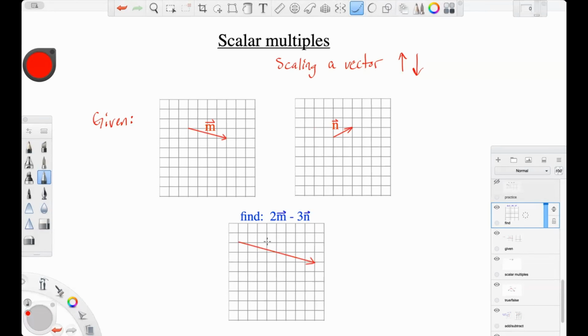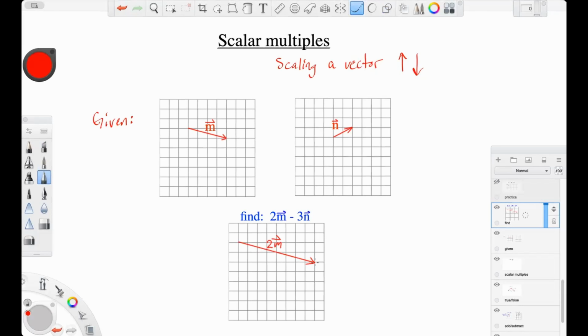Now that is going to represent vector 2m. So I'm just going to label that. This is vector 2m. And now we want to subtract vector 3n. So I'm going to do two things at once here. Number one, I want to analyze the direction of travel. So I want to go from the terminal point to the initial point, and I want to multiply that travel by a factor of 3. So for negative vector n, we're going to go to the left 2 and down 1, but if we're scaling that up by 3, we're going to go to the left 6 and down 3.